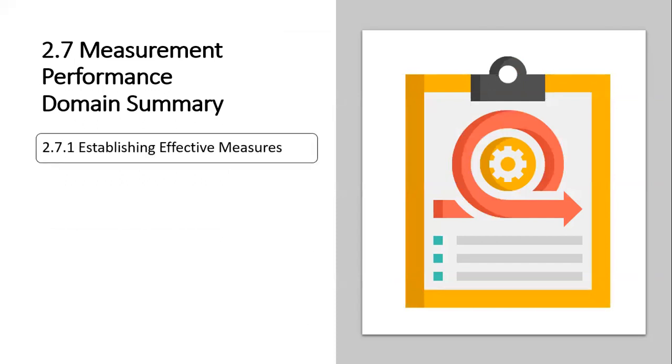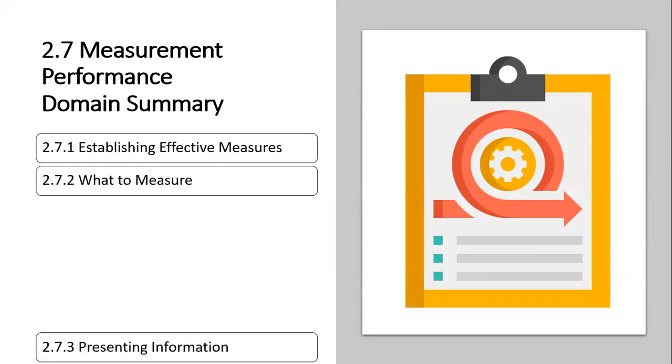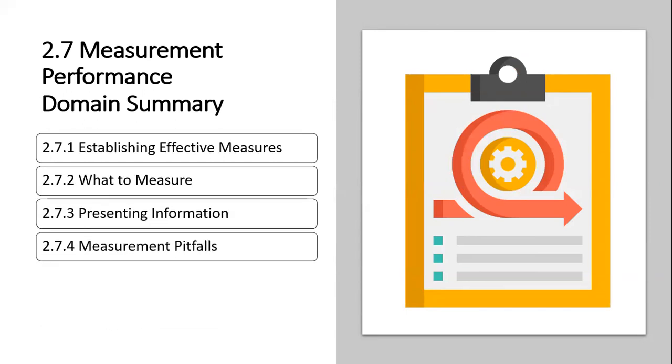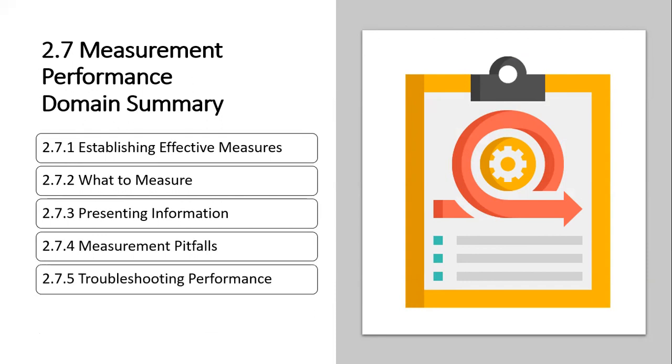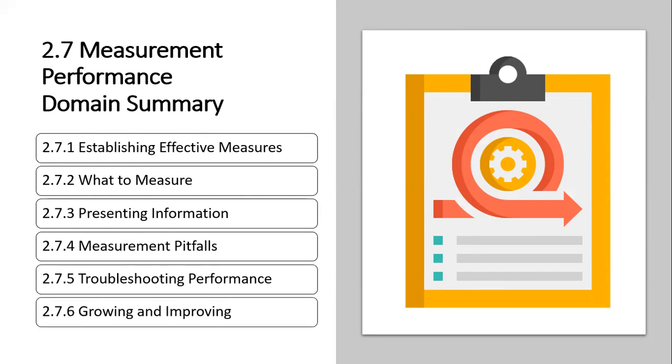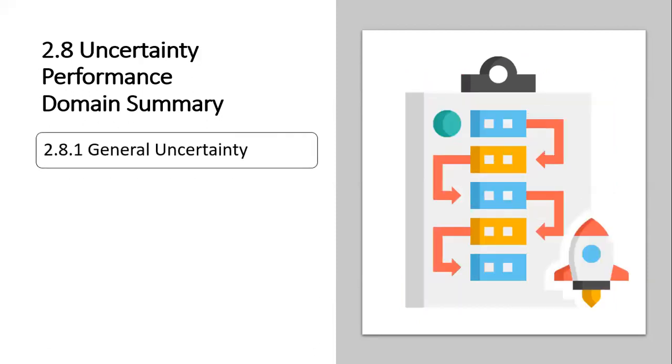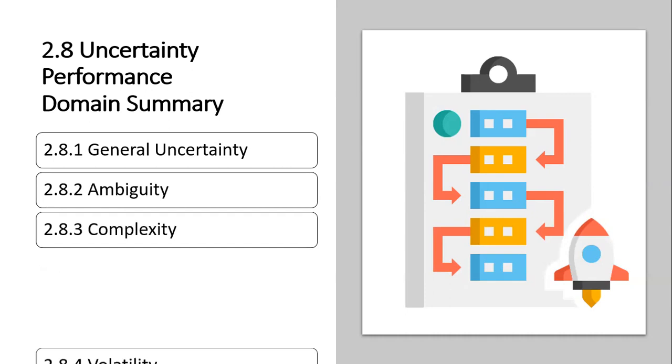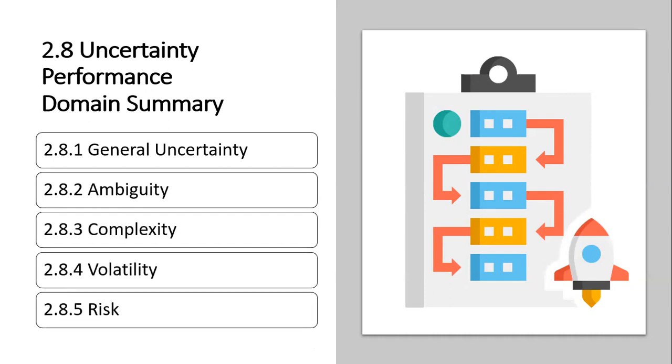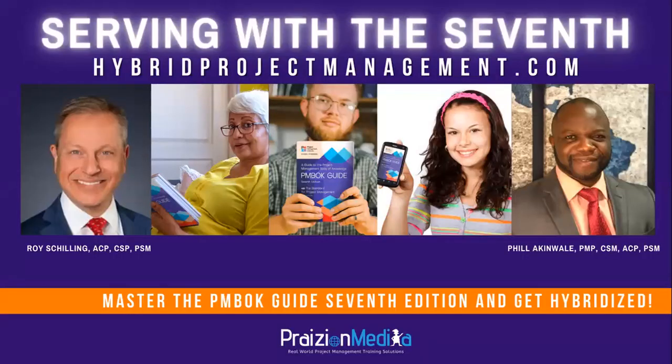Next, we get into the measurement performance domain, and this is all about establishing effective measures. First of all, deciding on what to measure, presenting the information to management or stakeholders, taking a look at pitfalls. Sometimes we could be measuring the wrong thing. That is one of the pitfalls. Going over the top with our measurements, not being focused. We also have troubleshooting performance and growing and improving in our measurements, how we measure on projects. Next one is uncertainty. And this is all about general uncertainty, as well as ambiguity, complexity, volatility, and of course, risk.